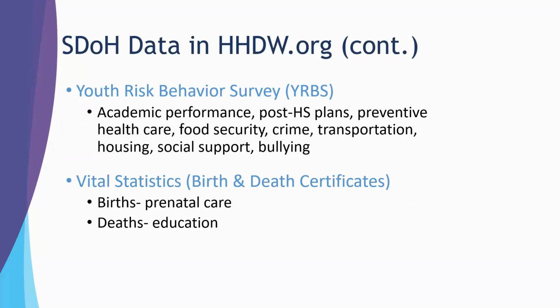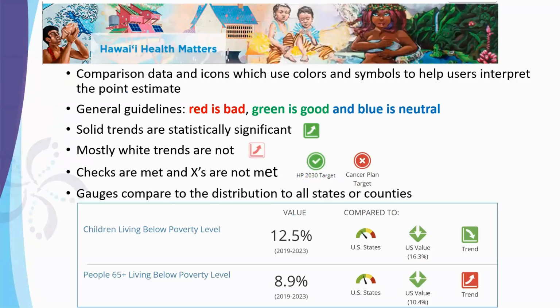Youth Risk Behavior Survey is another data source available in HHDW, and as far as social determinants of health, it collects data around academic performance and plans, healthcare, food security, crime, housing, social support, and bullying. With the vital statistics, the birth and death certificates, we are a little bit more limited, but we do have some data on access to prenatal care in the birth certificates and to education in the death certificates. Okay, we're going to jump on the demo in a minute.